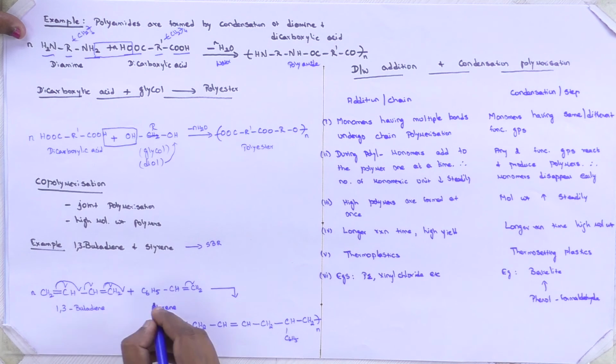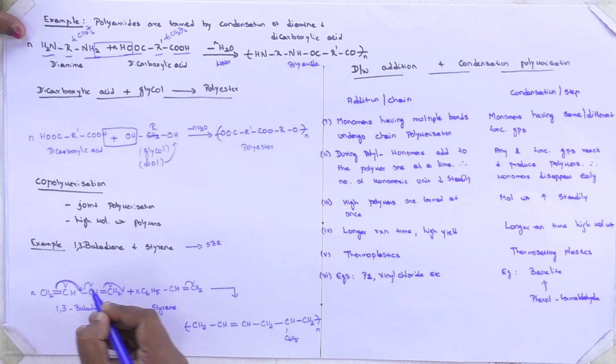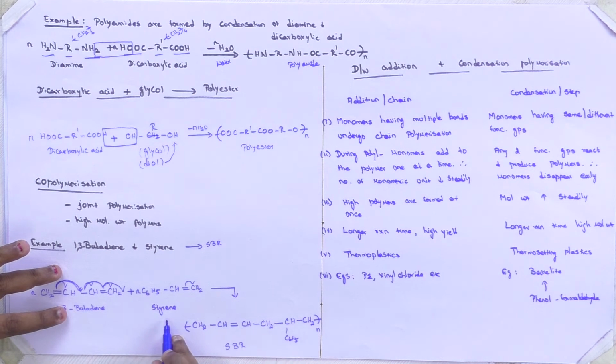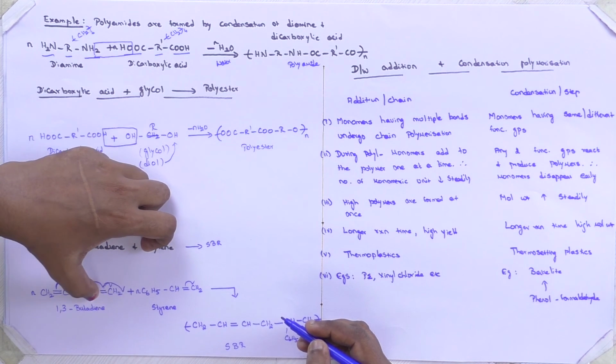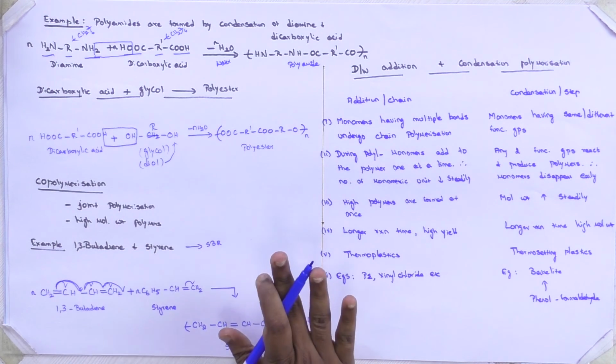If you take n molecules of this, the bonds are shifted here, and this is shifted here, and so on. There will be shifting of the bonds here. So, 1,3-butadiene reacts with styrene to form styrene butadiene rubber. This is a copolymer, styrene-co-butadiene. You can also name it butadiene-co-styrene. A polymer formed between styrene and butadiene takes place here. So, this is your copolymerization reaction.